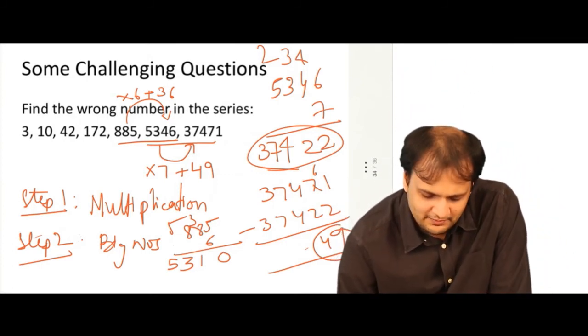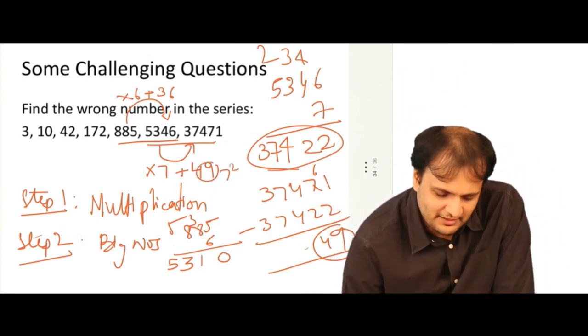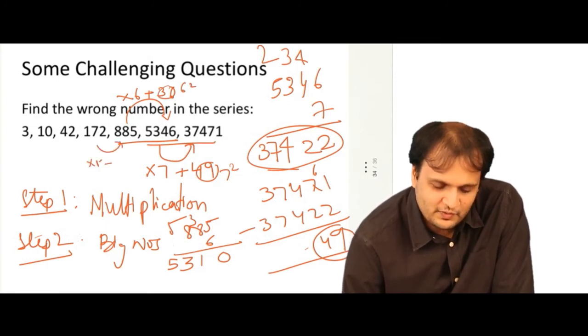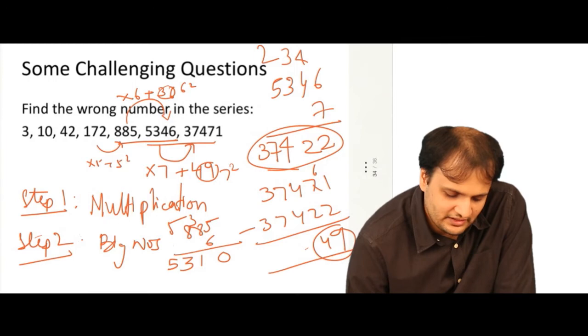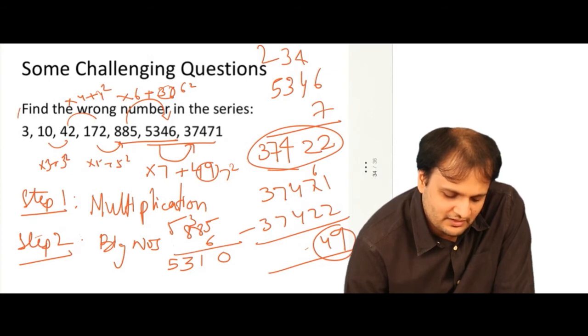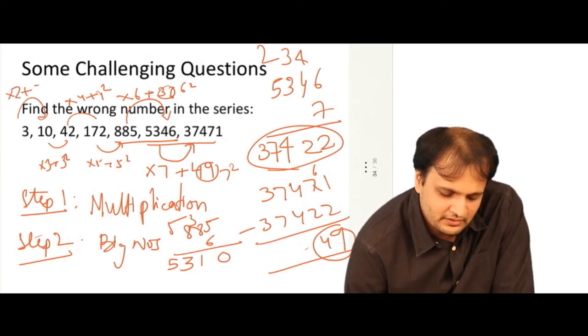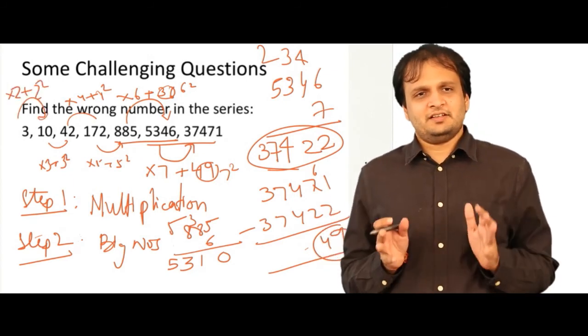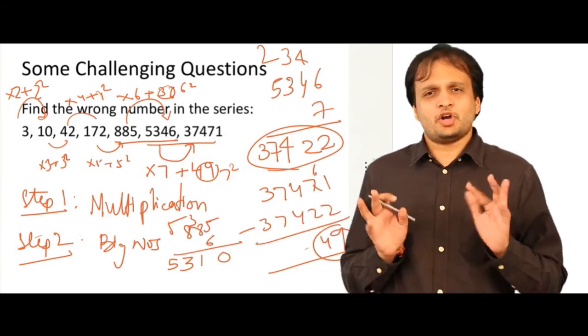Have you figured out the pattern? This is multiplied by 7 plus 7 square. This is multiplied by 6 plus 6 square. So what should you get here? Multiply by 5 plus 5 square. What should you get here? Multiply by 4 plus 4 square. What should you get here? Multiply by 3 plus 3 square. And what should you get here? Multiply by 2 plus 2 square. This is what you should get. This is how your series should be. But there is a wrong number.